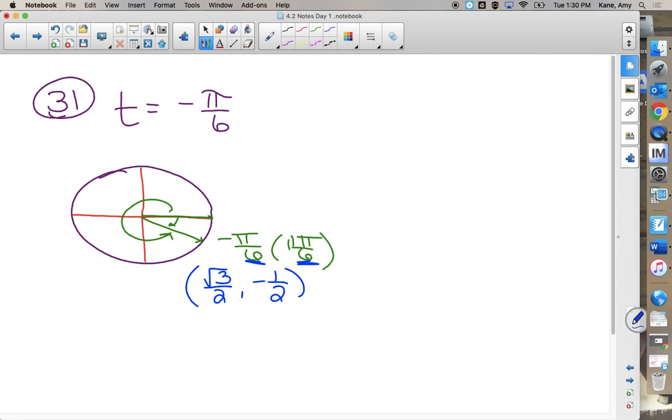The reason I ask you to draw it is because you need to know where that angle is located so you can assign a negative or a positive value to the x and the y. Because it's in the fourth quadrant, the y value is negative because it's down below the x-axis. So then it says to evaluate sine of the angle, cosine of the angle, and tangent of the angle.